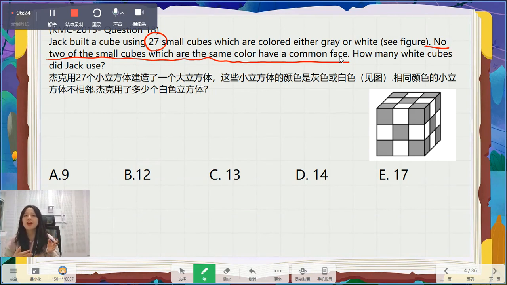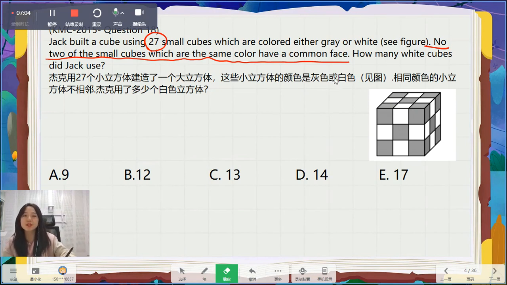What does it mean? Now 2 of the small cubes, which are the same color, have a common face. In other words, no 2 adjacent cubes are the same color, or all the adjacent faces or adjacent cubes must be different colors, just like this. So that means the gray one must be next to the white one. And also this one should also be white because it's next to gray. So first we have to understand the important sentence and the important requirements before we start to solve this question.